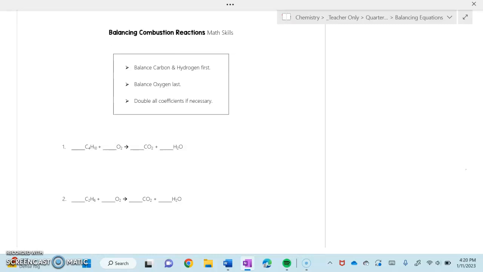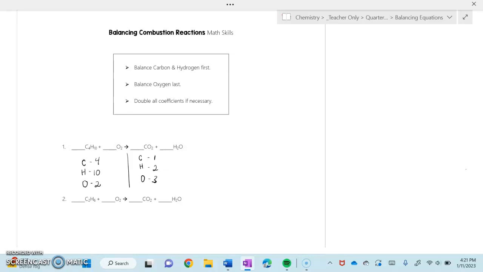So first things first, we'll make our little table here: carbon, hydrogen, and oxygen. When I'm writing these, I'll just draw a line at the arrow and list my elements. So carbon, here I have 4, hydrogen 10, oxygen 2. And the products, I have 1 carbon, 2 hydrogens, 3 oxygens. Okay, so let's start balancing carbon and hydrogen first.